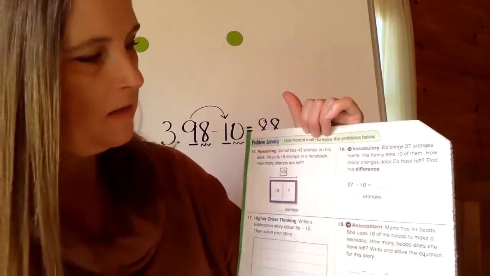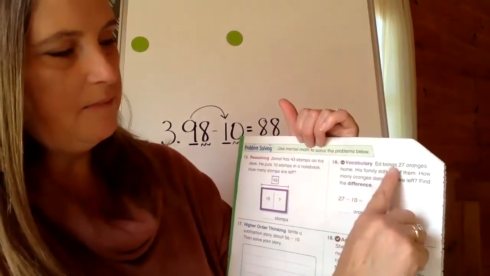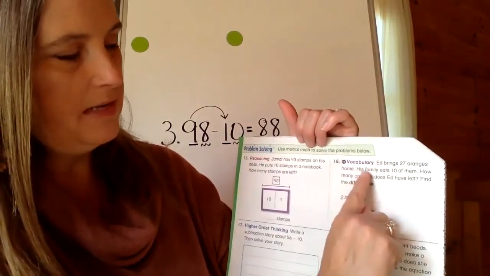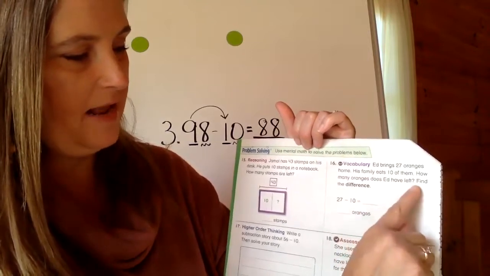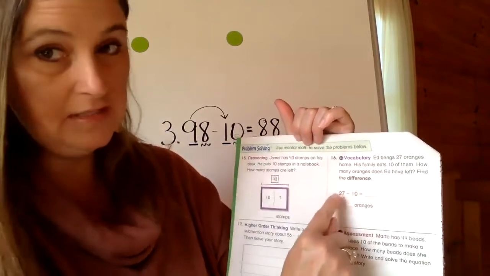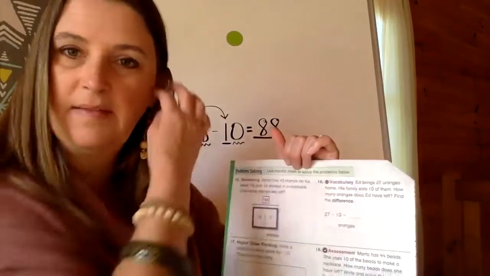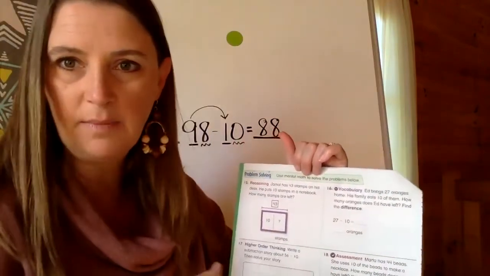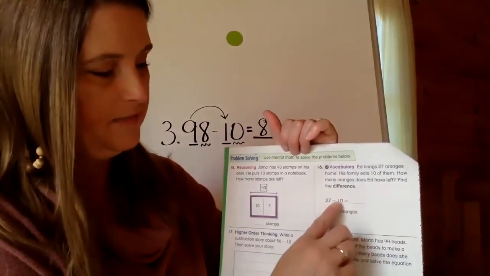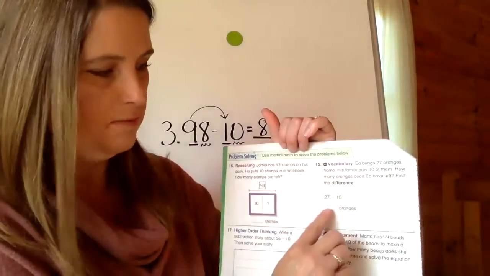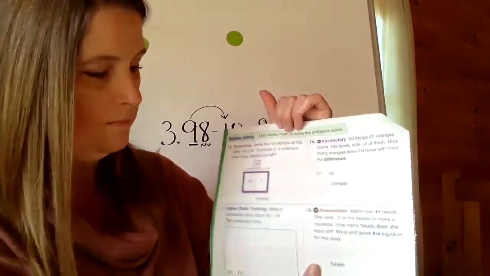Okay. Number 16, it says Ed brings 27 oranges home. His family eats 10 of them. How many oranges does Ed have left? Find the difference. So the difference is the answer. When we add numbers, we find the sum. When we subtract numbers, we find the difference. Okay, so what is the difference? 27 minus 10, what does that equal? Be sure you put your answer in your label.